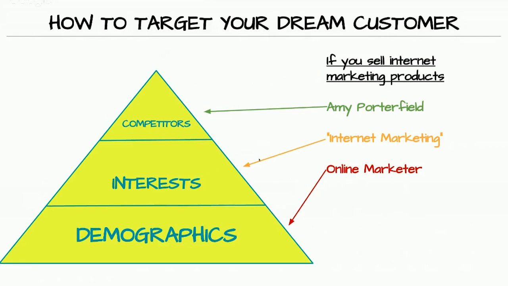Or you could do interests like internet marketing, which I never do. I go after like Amy or Mario Forleo or Derek Halpern or whatever. And then of course you have demographics, people who list their profession as online marketer. Again, I skip past all this because listen, if somebody likes Amy Porterfield, they're probably an online marketer. Okay. Who the hell would like Amy Porterfield that isn't an online marketer or at least interested in it?